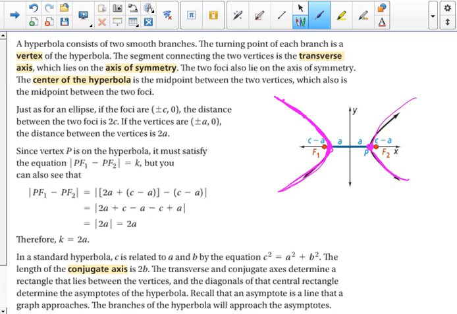The segment that connects the two vertices is the transverse axis. That segment is the transverse axis. It lies on your axis of symmetry, right? So if we were to squeeze these in the direction that they're curved, squeeze them in, right? That's a horizontal hyperbola. So axis of symmetry, transverse axis. The transverse axis also contains your focal points.